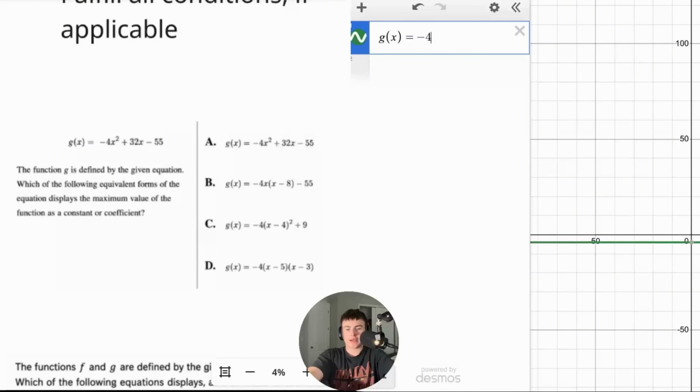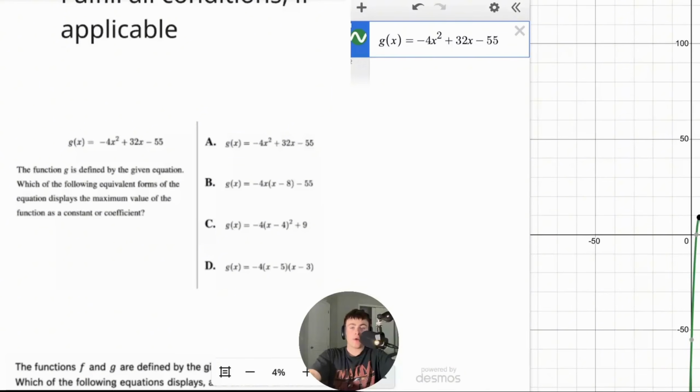G of x equals negative 4x squared plus 32x minus 55. The maximum here is going to be 9. Maximum value is y. The value of the function is the y value, okay? So maximum here is 9. So which one has a 9 in it? C. C has a 9 here. It's just C. That's it. Because it displays it as a constant.